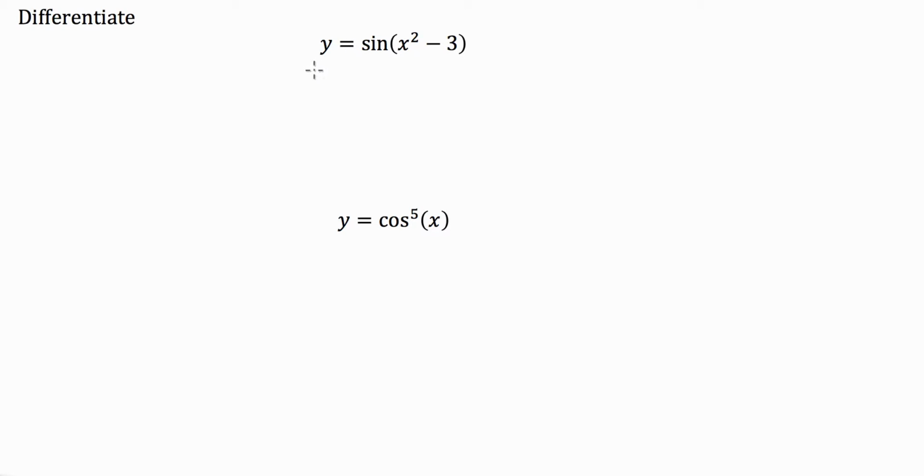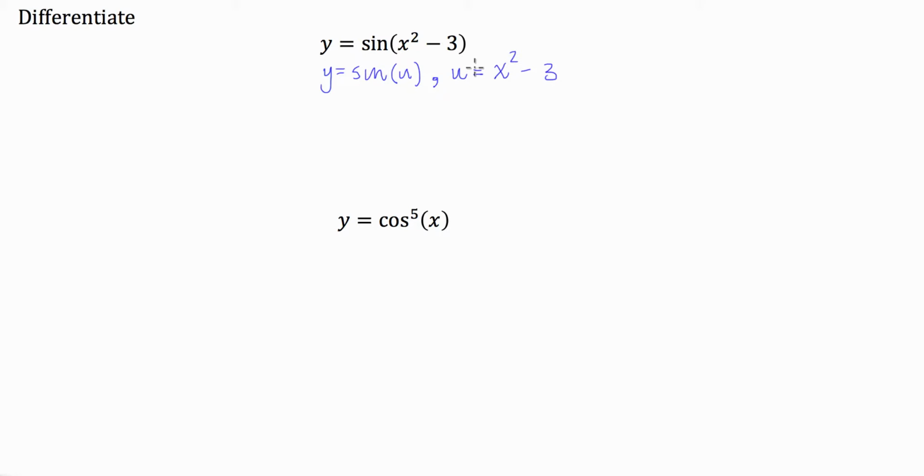So here what we're going to do is separate this into the function y in terms of another function. So I'm going to write this as y in terms of u. I'm going to say this is sine of u, and I've also got u is equal to x squared minus 3.